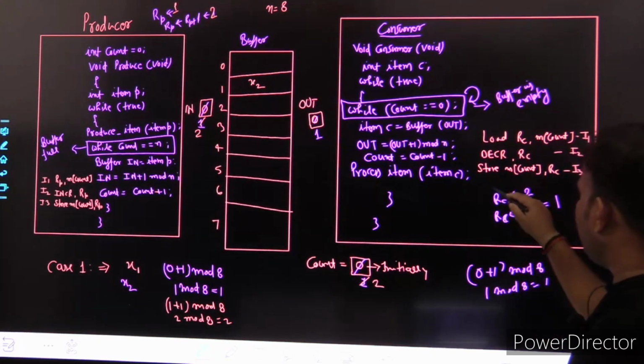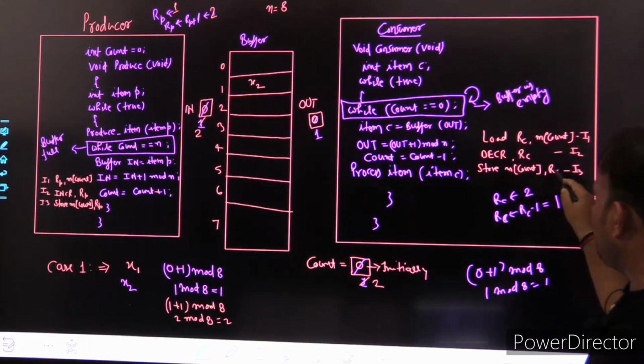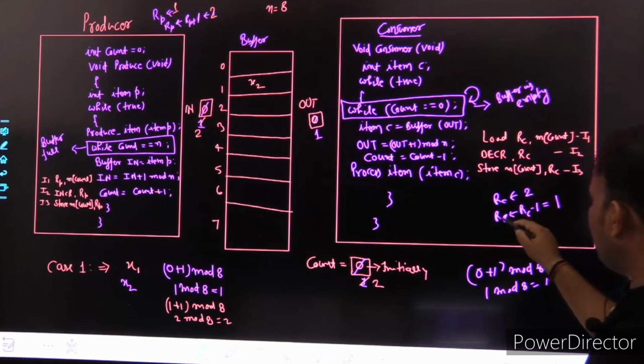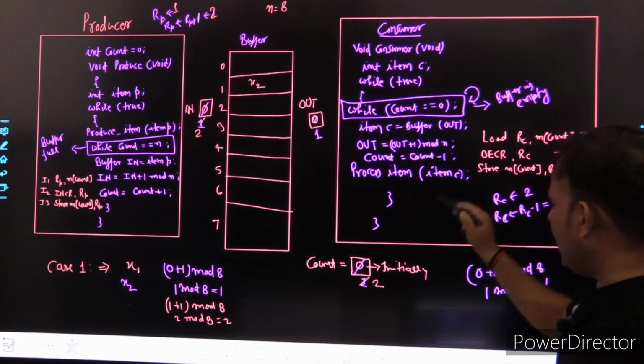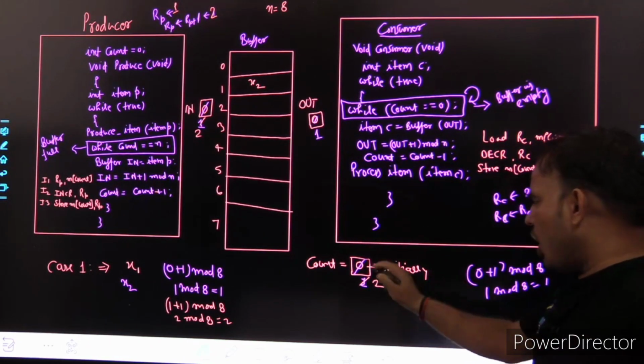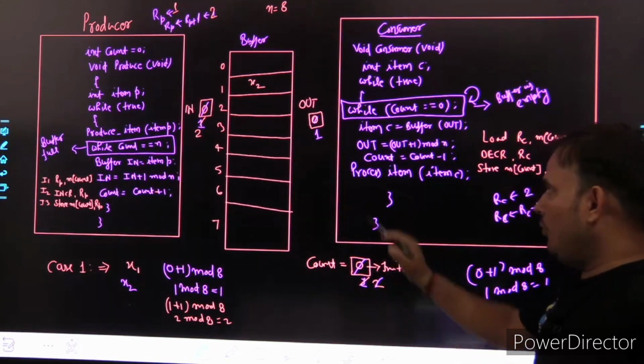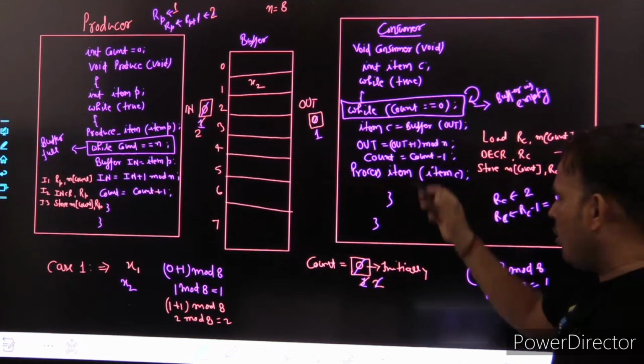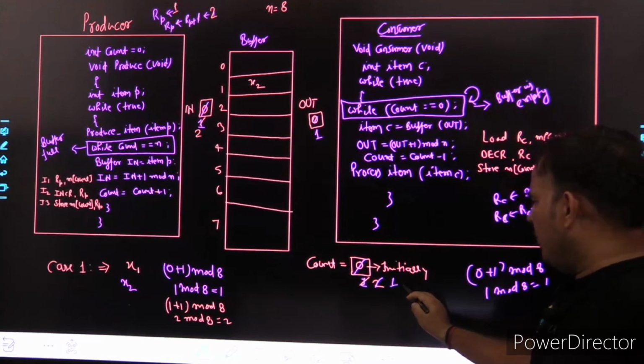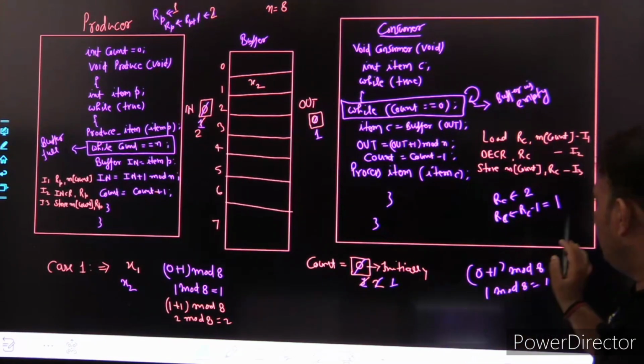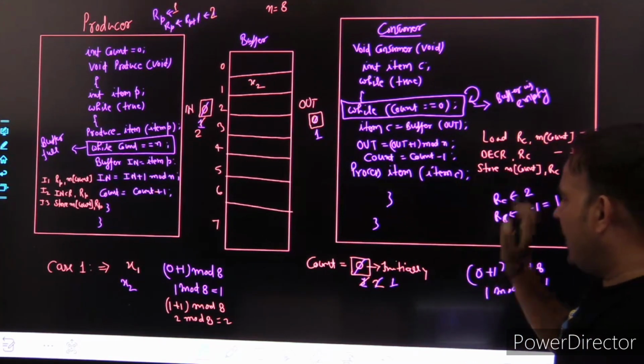And again in the third instruction, store M count comma RC. Whatever we have in the RC, we need to store in M count. So how many items now? When one item is consumed by the consumer, how many items do we have in the buffer now? 1. So now this way, process item C.